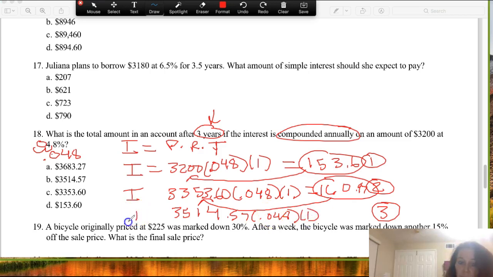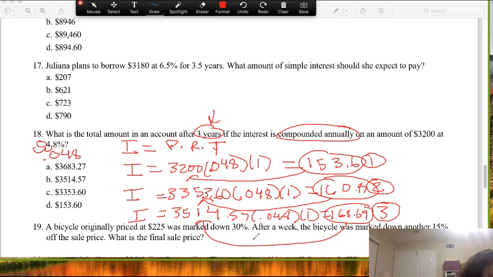Okay, so my interest is going to be this times, I've got to add this, and now I have this amount. I'm going to multiply it by 0.048, and that's going to land me at 168.69. So that's the interest I make after the third year. And then I get to add that back to the amount I have, and that's how much I'll have after 3 years. So add these two together, and that should be your answer. Plus the 168.69 I had, and my answer after 3 years should be $3,683.26.